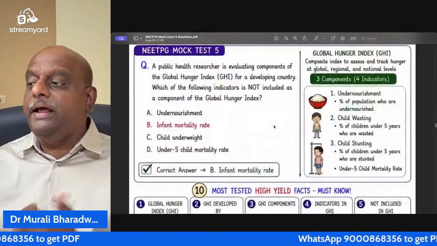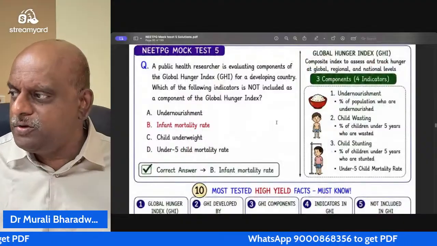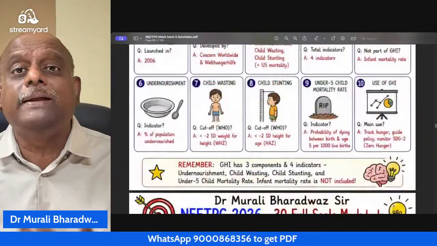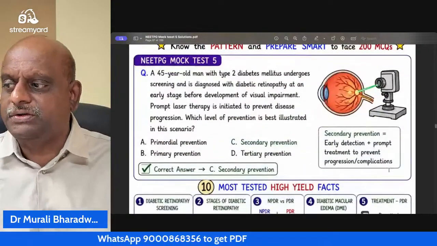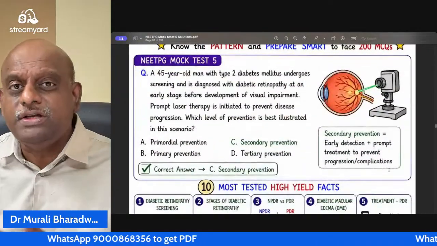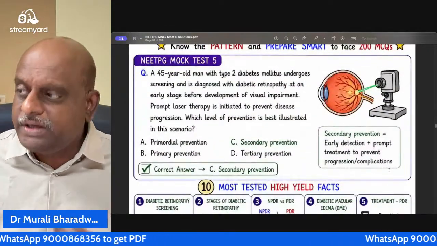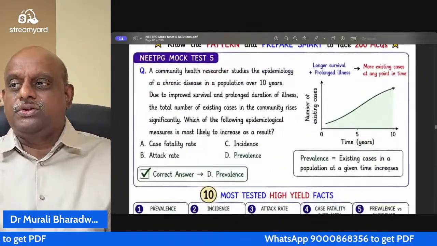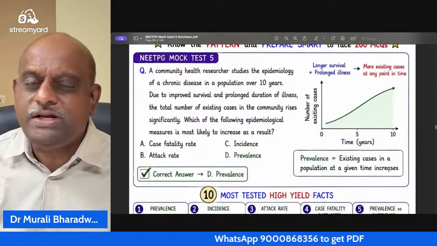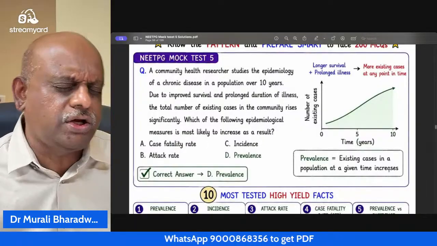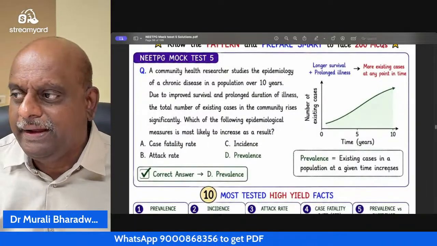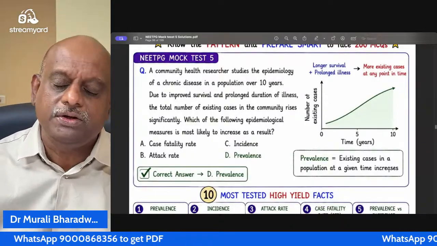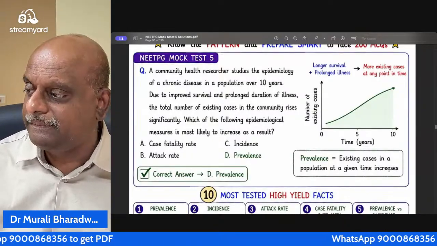Global hunger index में क्या क्या है? Undernourishment, child wasting, child stunting, they're all part of the global hunger index. Early diagnosis and treatment is called secondary prevention, which you need to remember. So, any improved survival, prolonged duration of the illness will decrease the incidence but increase the prevalence. Prevalence is old plus new cases.